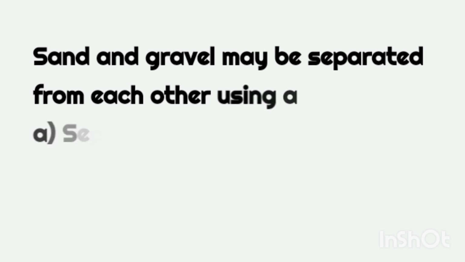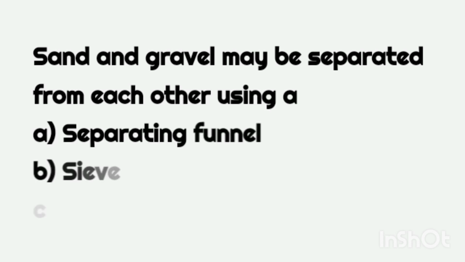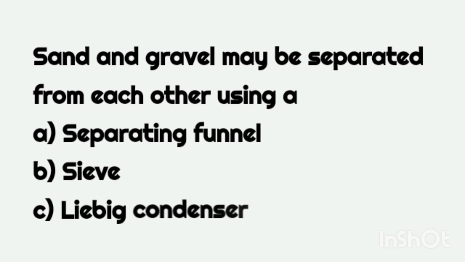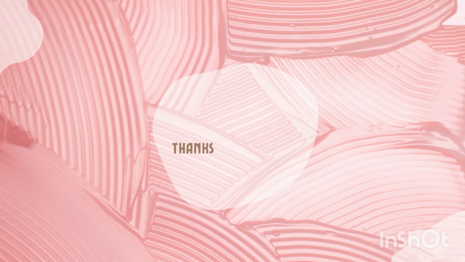This question is: sand and gravel may be separated from each other using A, separating funnel, B, sieve, and C, Liebig condenser. Yes, you can separate sand and gravel using a sieve. Sieving uses the principle whereby there are two solids that have different sizes. Gravel and sand have different sizes, but they are both solids.